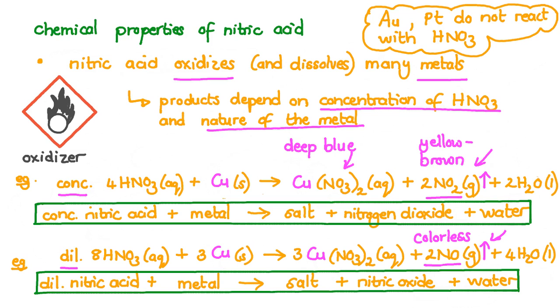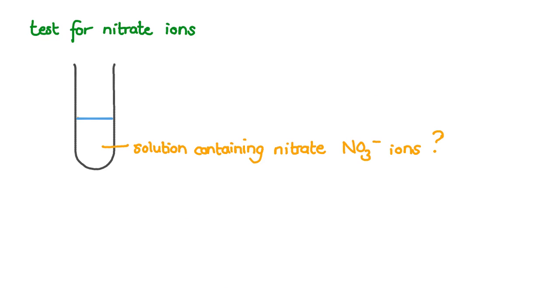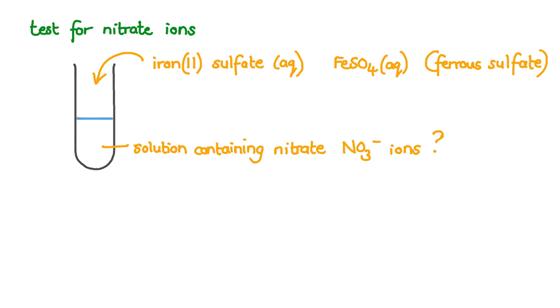So far we have learnt about the uses of nitric acid, its production, its physical properties, and some of its chemical reactions. But how can we test for the presence of nitric acid or another nitrate compound? If we have a solution which we suspect contains nitrate NO3- ions, we can add to it a solution of iron 2 sulfate FeSO4, also known as ferrous sulfate.